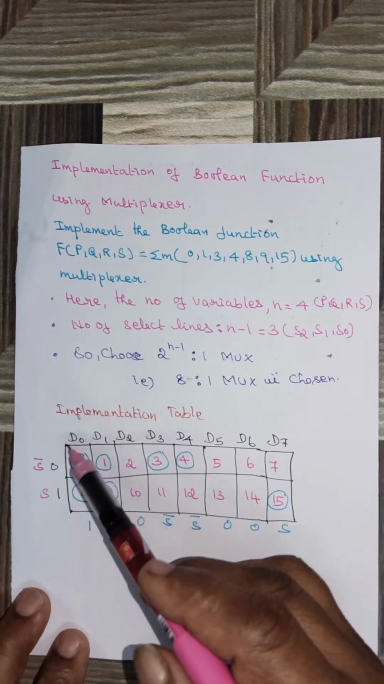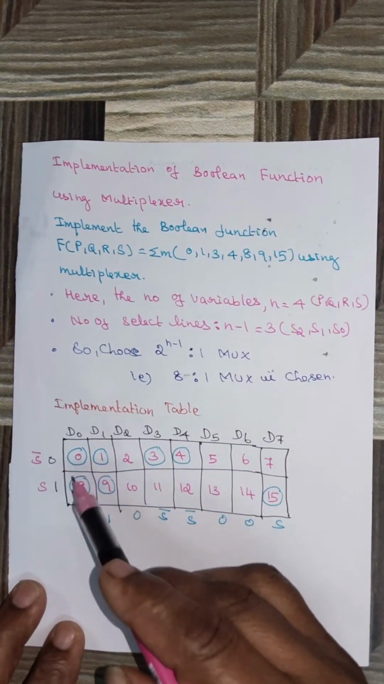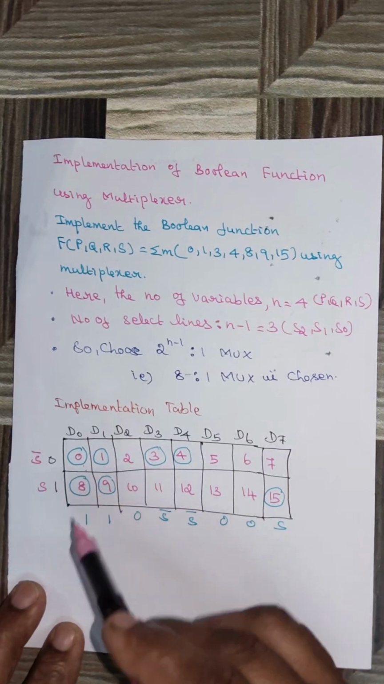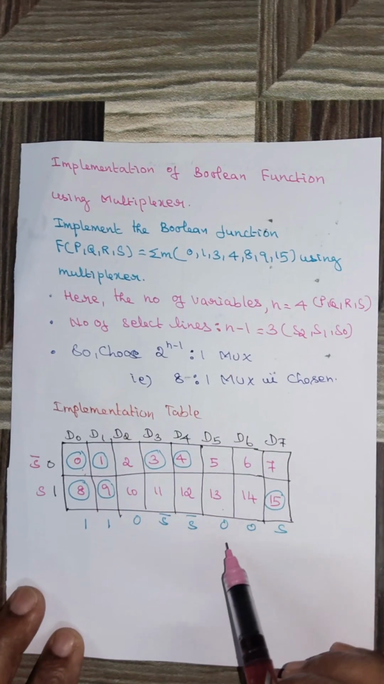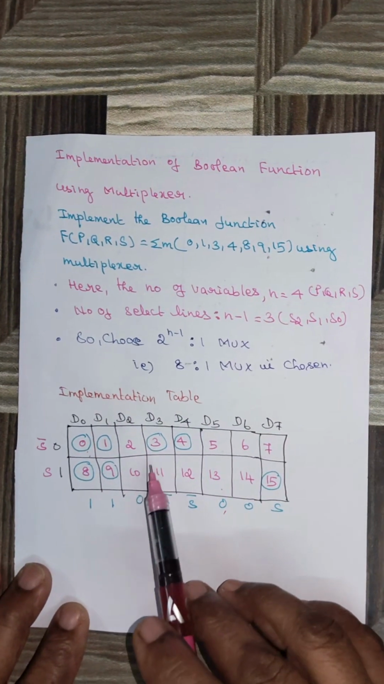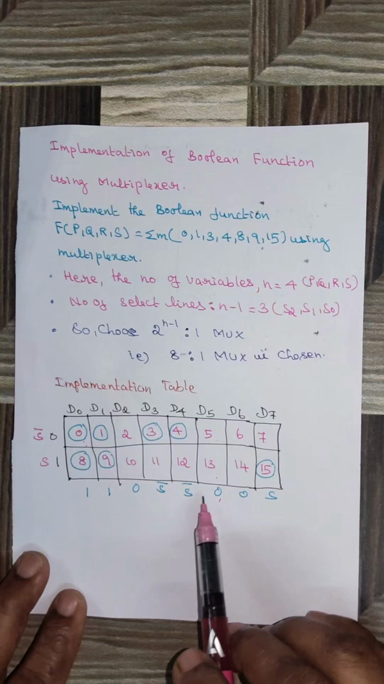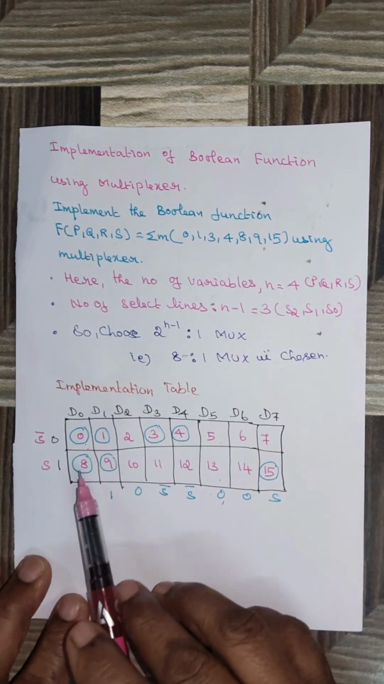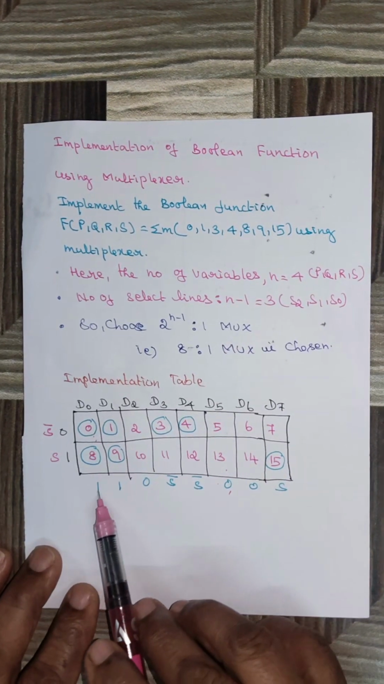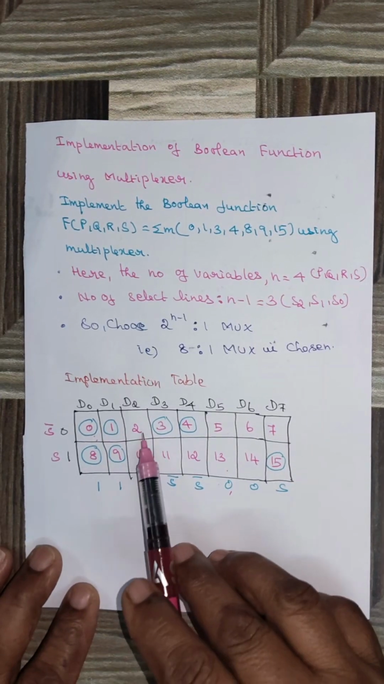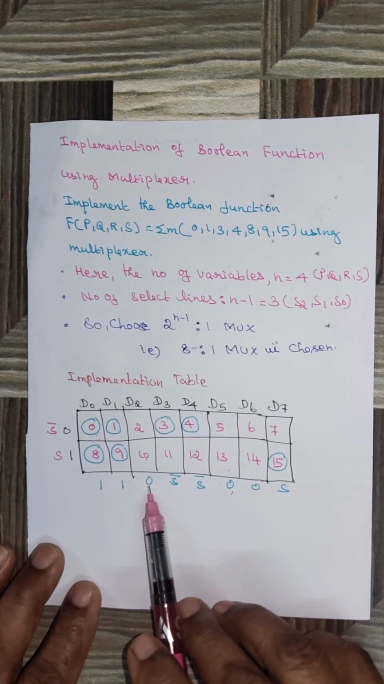The data input value is calculated by considering each column vertically. If the two variables in the vertical line are circled, the value should be 1. If the two variables are not circled in the vertical line, the value should be 0. And if only one of the variables is circled, that will be taken as S or S bar. You see, in the first column, we circled the two minterms, so the value is 1. Here also the value is 1. But here you see the two minterms are not circled, so the value to be applied to the data line is 0.